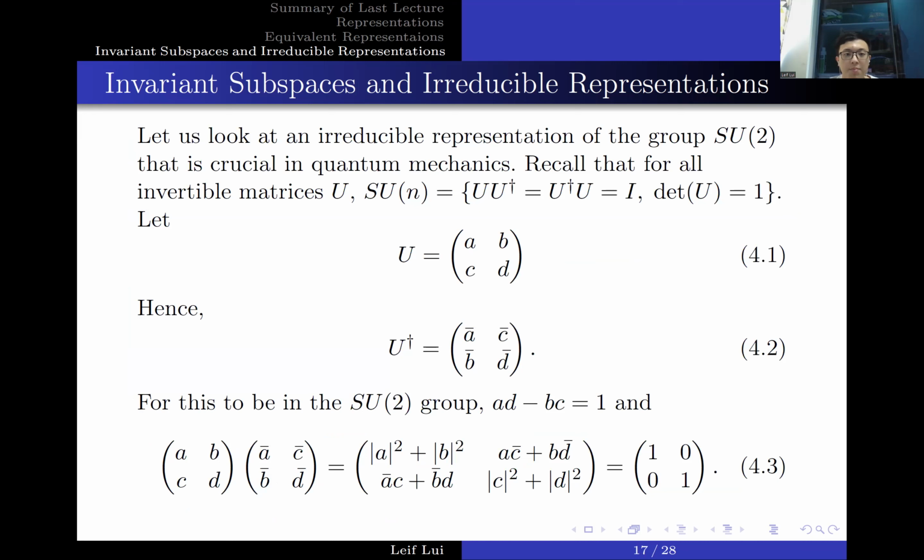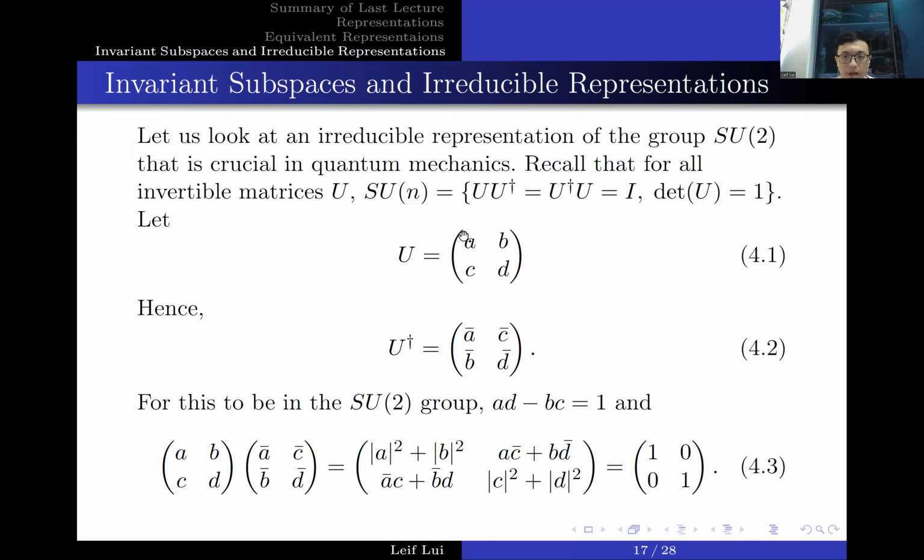So let us look at an example of an irreducible representation, namely of the group SU2. This is crucial in quantum mechanics, as you will see when I go through the steps. So recall that SU2 is the set of unitary matrices with determinant 1. So basically, if we label these A, B, C, D, we get U, and U dagger must be this. Basically, we take the complex conjugate of each one and transpose the matrix.